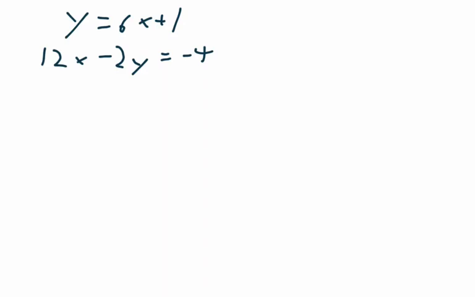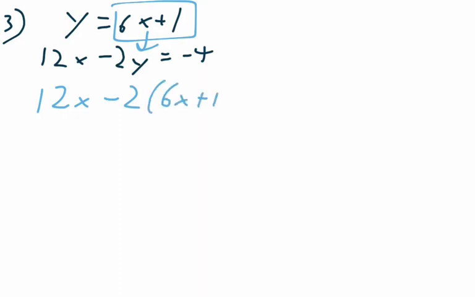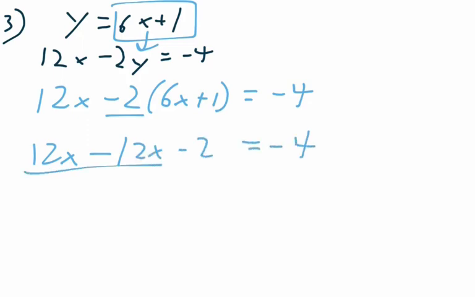For problem number 3, which is the last of the substitution problems, I'm going to take the 6x plus 1 and plug it in there for y. So we get 12x minus 2 times 6x plus 1 equals negative 4. Distribute negative 2. And since 12x minus 12x is 0, negative 2 equals negative 4 is no solution, because negative 2 never equals negative 4.